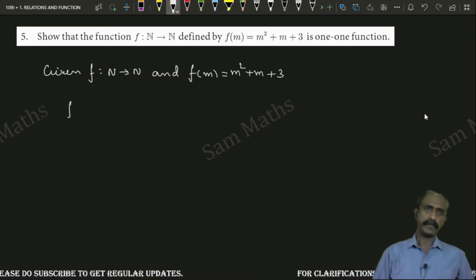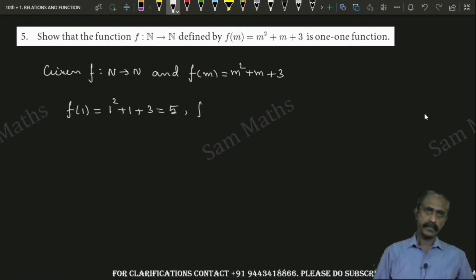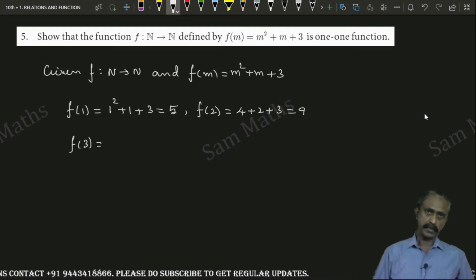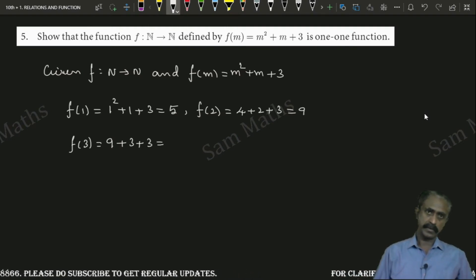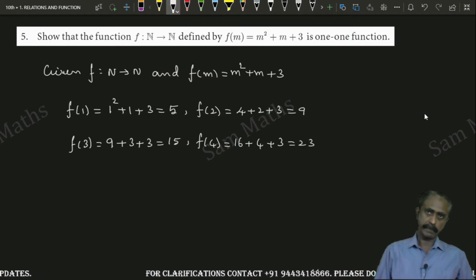First you find f of 1 equal to 1 square plus 1 plus 3, that is equal to 5. Then you find f of 2: 2 square is 4 plus 2 plus 3, that is equal to 9. f of 3 is equal to 3 square is 9 plus 3 plus 3, which is equal to 15. Then f of 4 is equal to 16 plus 4 plus 3, which is equal to 23.